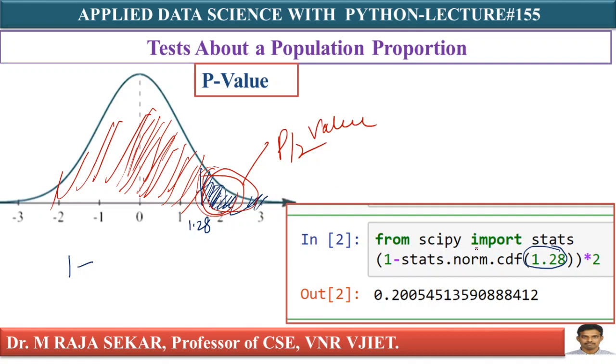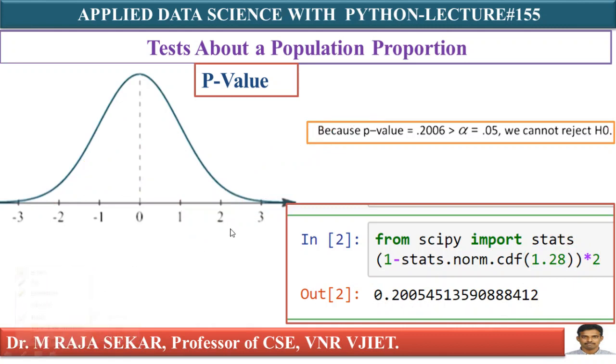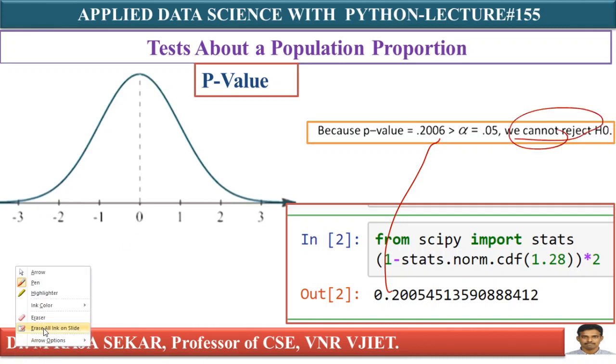After getting this p by 2 value, in order to get the p value, I am multiplying that entire result with 2. So this is my p value, I can say 0.200545. I must compare this p value with the alpha value. The p value, approximately 0.2006, is greater than alpha. We cannot reject H naught, isn't it? This is the p value approach.